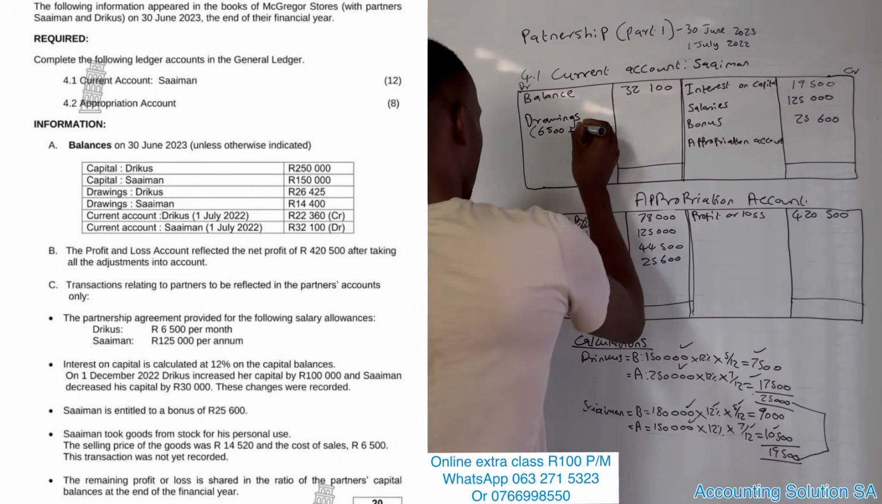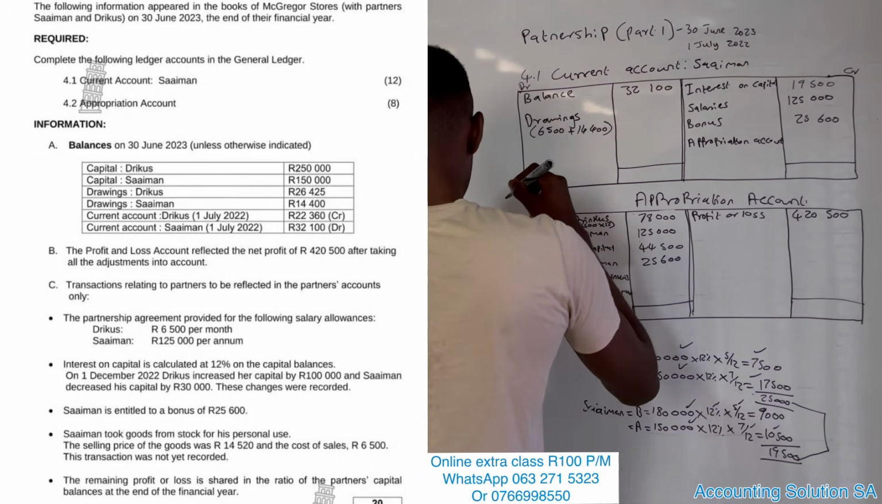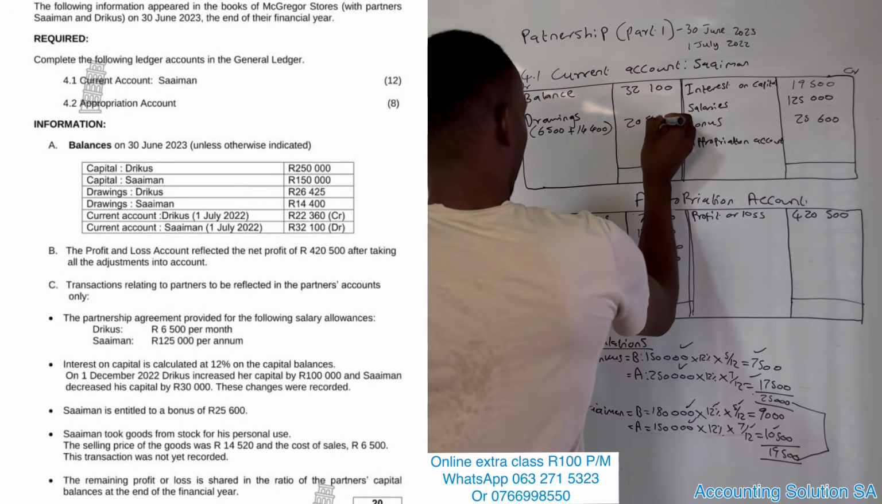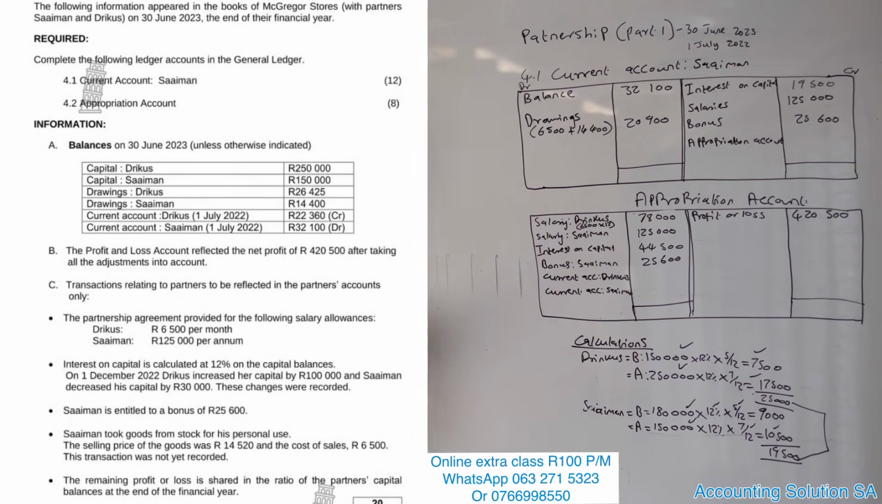It's how much? It's 14,400, and we're going to get a total of 20,900. Okay, very simple.